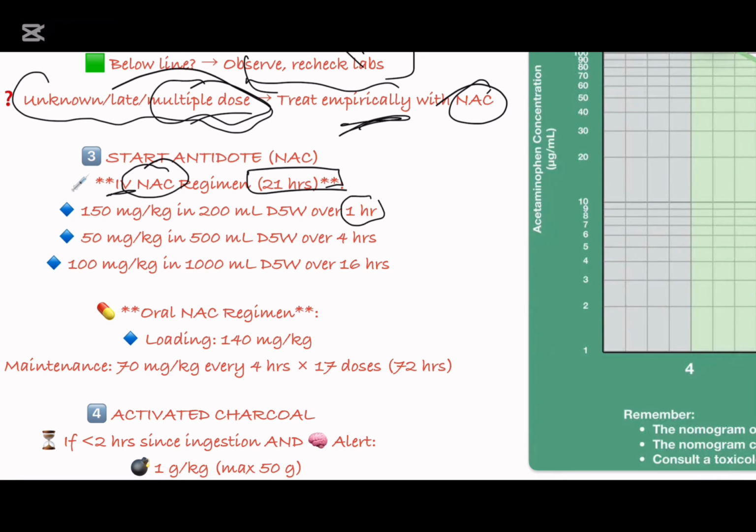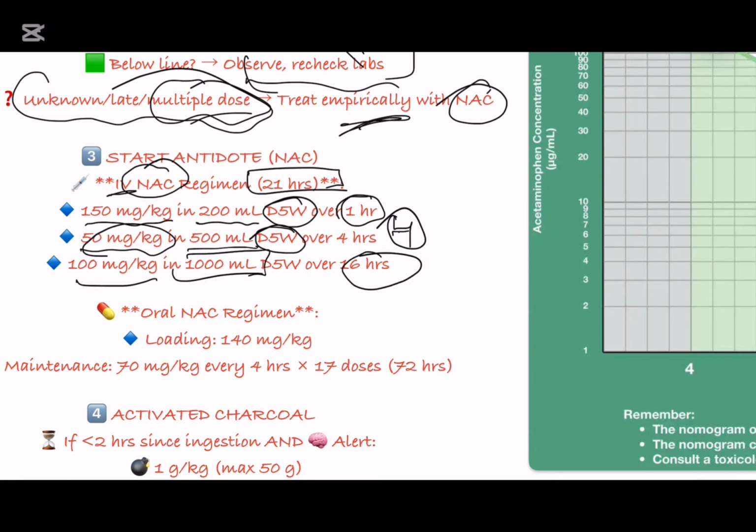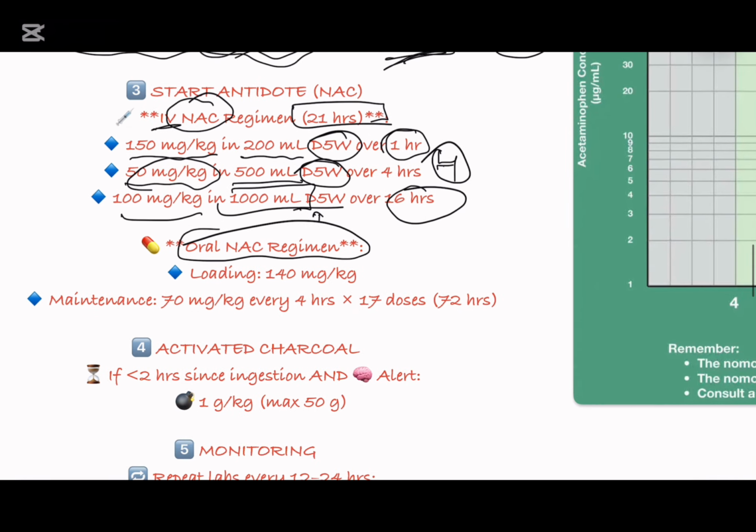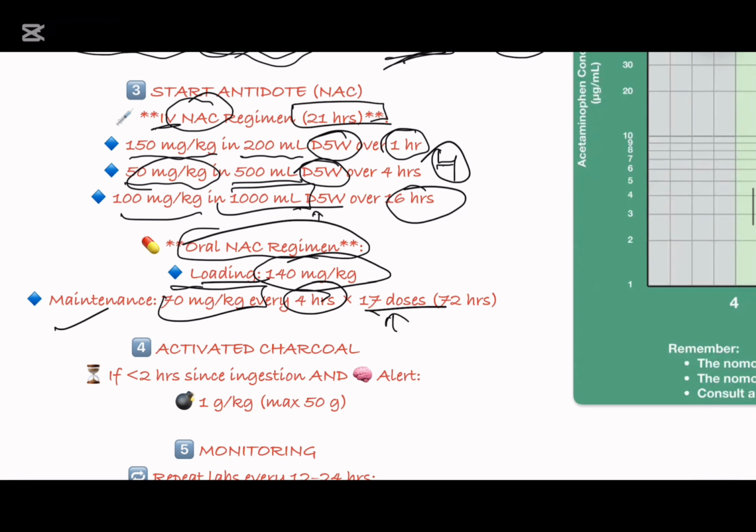Initially, within 1 hour, we should give 150 mg per kg in 200 ml of 5% dextrose. For the next 4 hours, we should give 50 mg per kg in 500 ml of 5% dextrose. And for the next 16 hours, we should give 100 mg per kg in 1 liter of 5% dextrose. We also have the oral NAC regimen, which is 140 mg per kg as the loading dose and 70 mg per kg every 4 hours, a total of 17 doses as the maintenance dose.